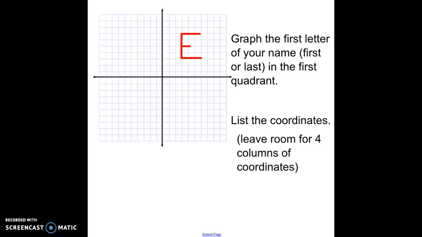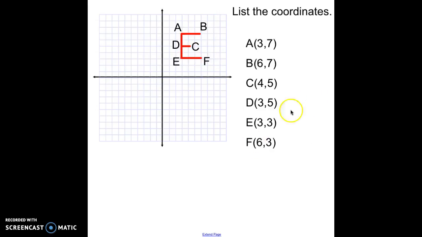I chose the letter E, not because my name begins with E, but because nobody else's name begins with E in either class. So I've got a letter E graphed in quadrant 1. I labeled my corners A, B, C, D, E, and F. And then I listed the ordered pairs or the coordinates.